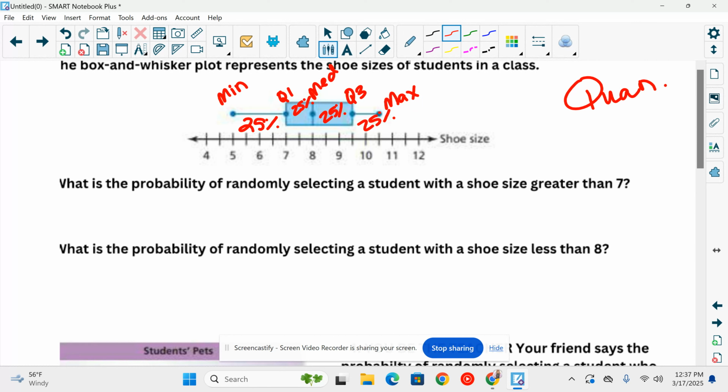So if we want to know what's the probability of selecting a student whose shoe size is greater than 7, how many sections are greater than 7? Here's 7, so it'd be 1, 2, 3, which is a total of 75%. What is the likelihood? It's likely. Good.